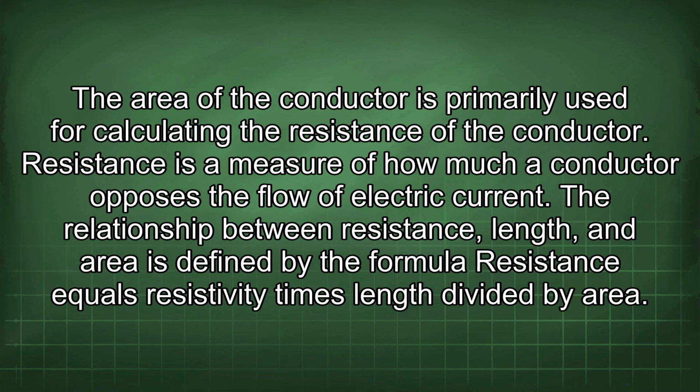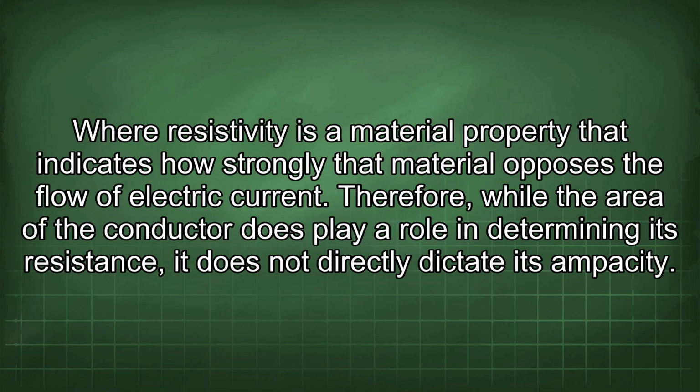Resistance is a measure of how much a conductor opposes the flow of electric current. The relationship between resistance, length, and area is defined by the formula resistance equals resistivity times length divided by area, where resistivity is a material property that indicates how strongly that material opposes the flow of electric current.